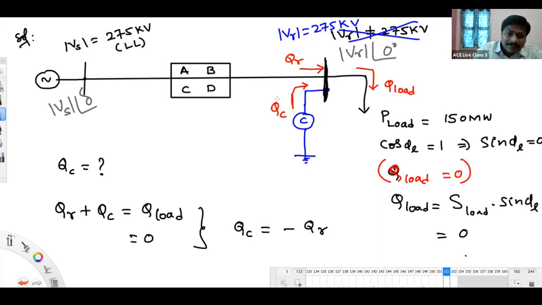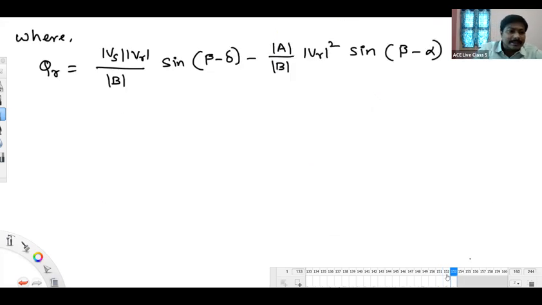Most of the times in the examination, kindly listen, they may not give this delta value, the so-called angular difference between the bus voltages. So that value we have to calculate to proceed further for the solution. So I can say this delta is an unknown angle, which we have to calculate.